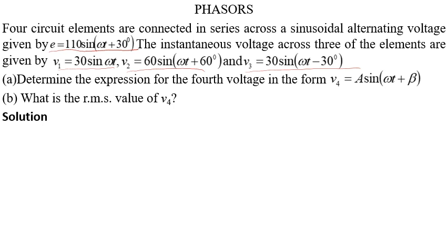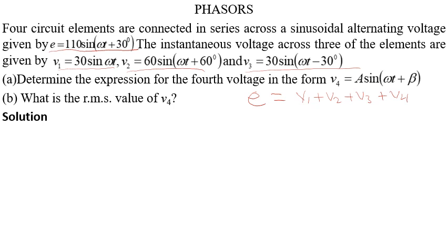So in this question, they are simply telling us that we should calculate V4 and calculate the RMS value of V4. But they say the four circuit elements are connected in series. So if they are connected in series and the voltage source was E, we can say that E is equal to V1 plus V2 plus V3 plus V4. And since we know this, we can simply make V4 the subject to calculate V4. So this is what we'll simply do.